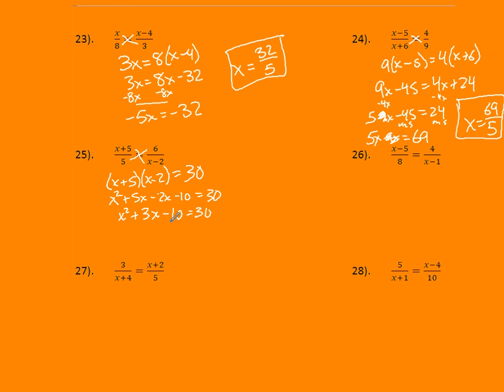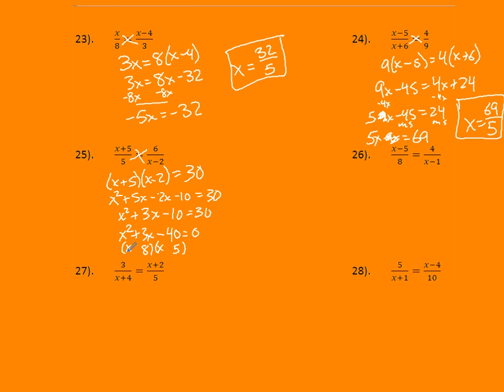Anytime you have a quadratic like this, what you need to do is get everything onto the same side of the equal sign. So I'm going to subtract 30 from both sides to get this quantity: x squared plus 3x minus 40 equals 0. And the reason I need that is because I then need to factor. Factors of 40 that subtract to give you 3. Those are 8 and 5.